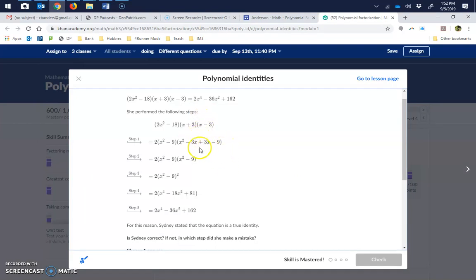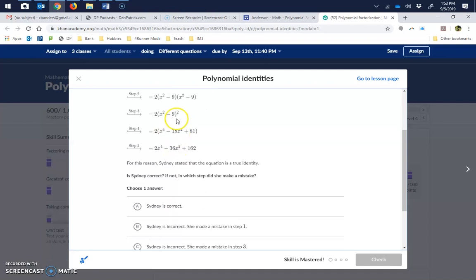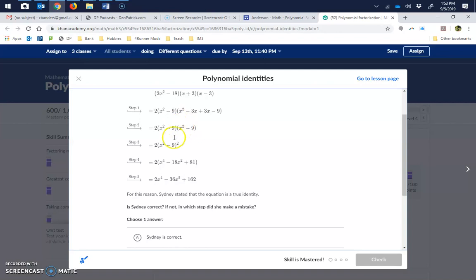Then from there, they cancel out the middle term, and they rewrite x squared minus 9, x squared minus 9. That's all they do. They just cancel out the middle terms, which is the right thing to do. From there, Sydney acknowledges that she has two of the same things, and they're multiplying by each other, so she writes squared, and she simplifies it. That's correct. From there, actually, she doesn't end up multiplying. Step 2 to step 3 is not really needed. It's not a problem, because then they just multiply it out.